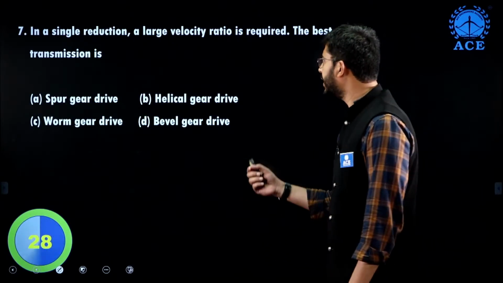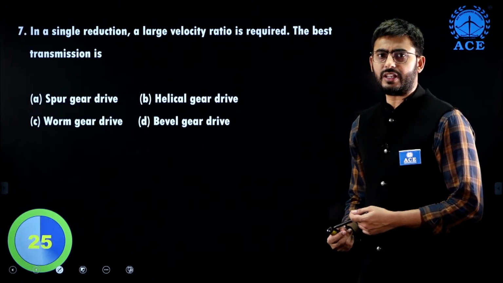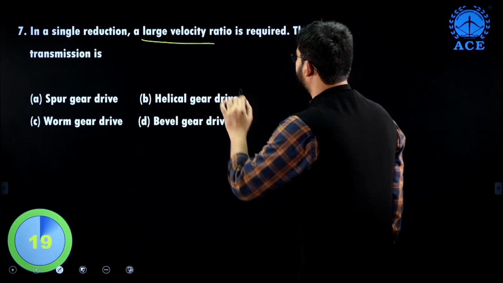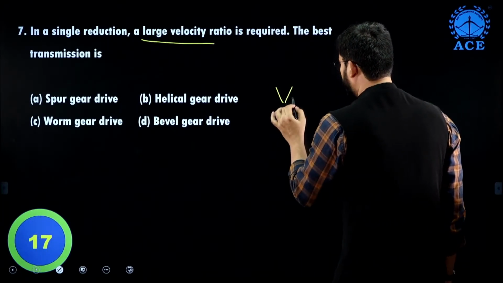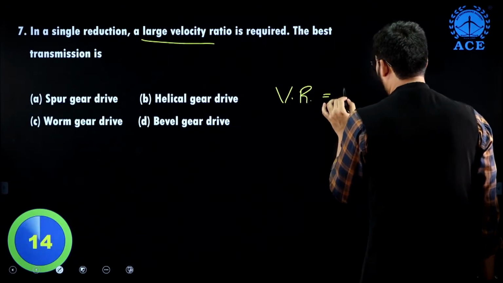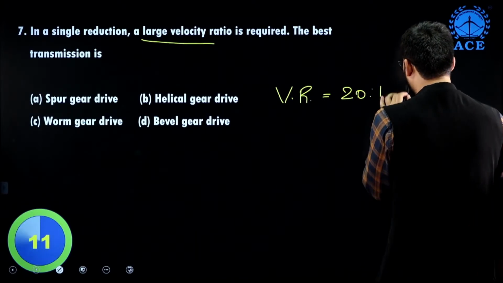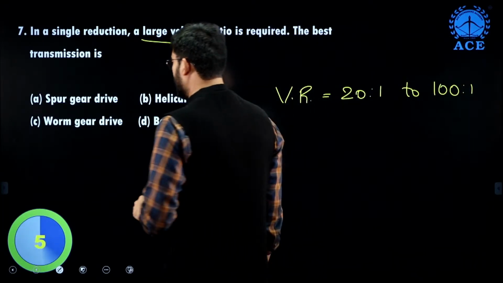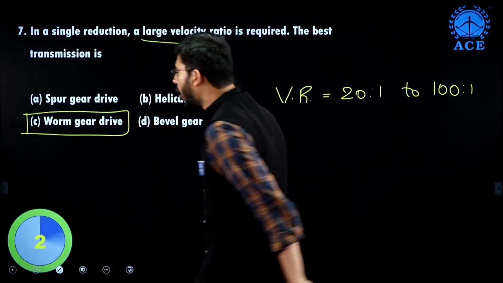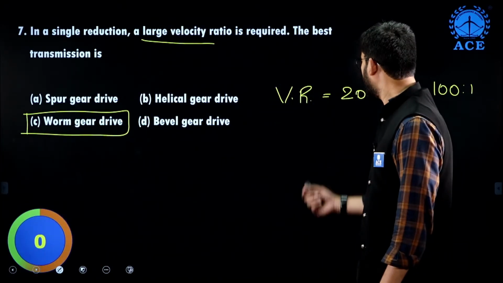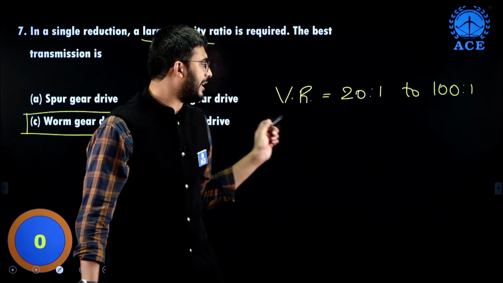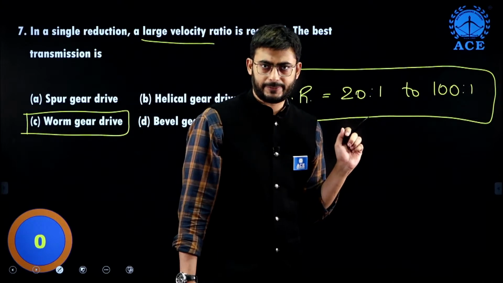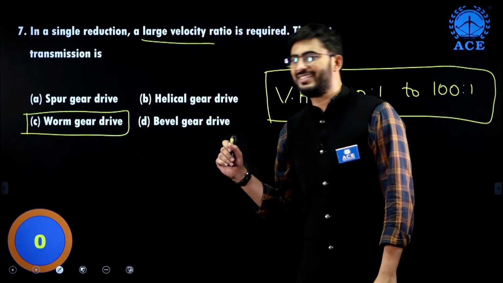In the single reduction, where a large velocity ratio is required, the best transmission is dash. When we are going for a large velocity ratio, ranging from 20:1 to 100:1, and that too in a single stage, then the best suitable is only the worm gear drive. From 1:20 up to 1:100 can be done in a single stage by using this worm and wheel arrangement. So for this question, option C is the answer.